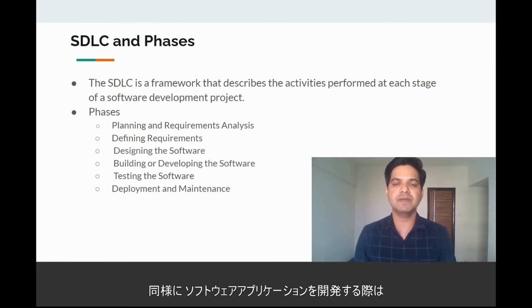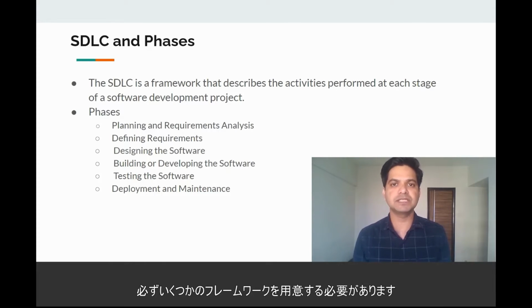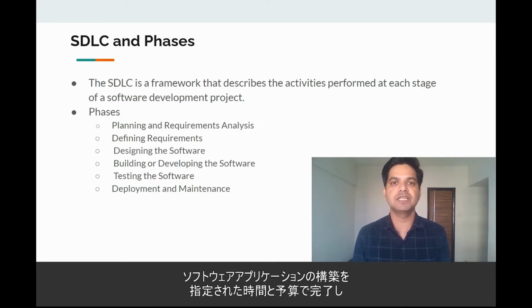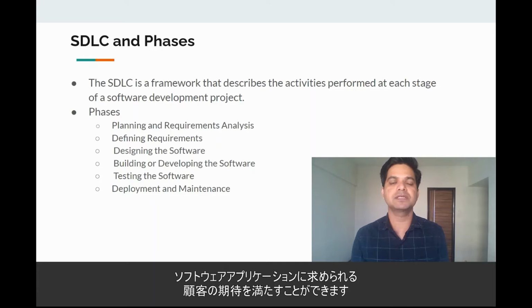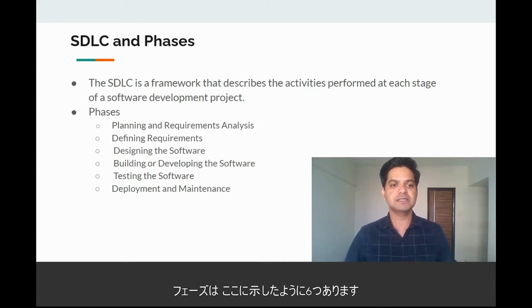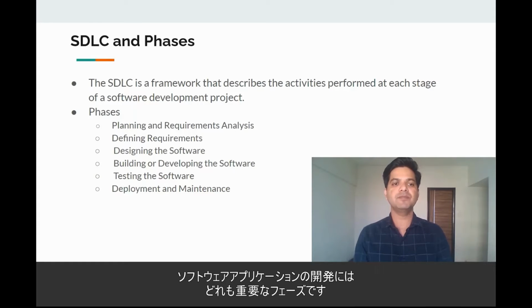So in the same fashion, whenever we wanted to develop a software application, we definitely need to have some framework in front of us, and we can follow that, which helps us to make sure that we are completing the software development or the building of the software application within specified time and the budget, and also meeting all the customer expectations from that particular software application. When it comes to phases, there are 6 different phases that I have noted down here, which are very important phases to accomplish any software application.